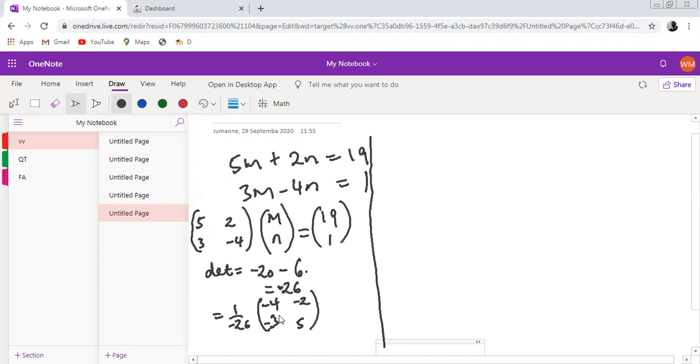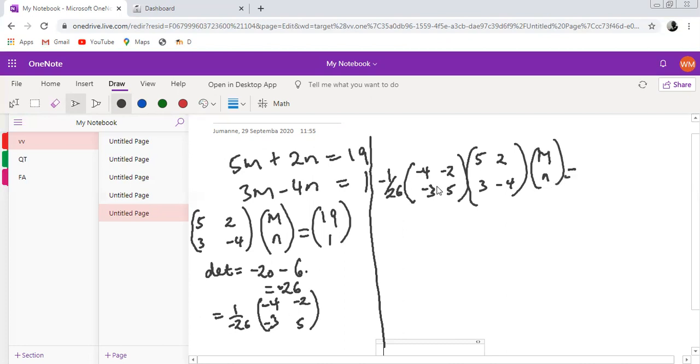Then this inverse is supposed to be multiplied on both sides. So we are going to have negative 1 over 26 multiplied by [-4, -2; -3, 5]. We multiply by the original matrix, which is [5, 2; 3, -4], times the unknowns m and n. It must multiply both sides, so we have negative 1 over 26 into [-4, -2; -3, 5] times what we had on the other side, which is 19 and 1.